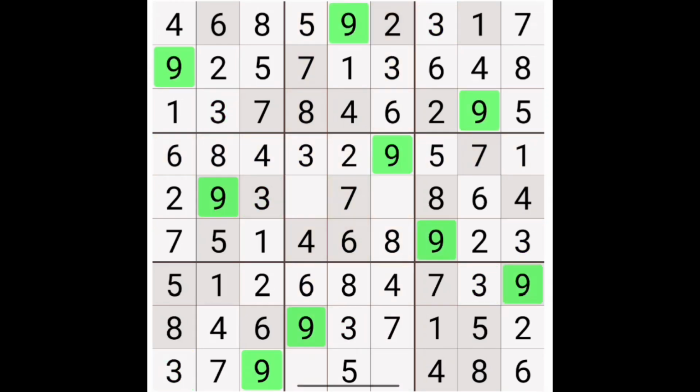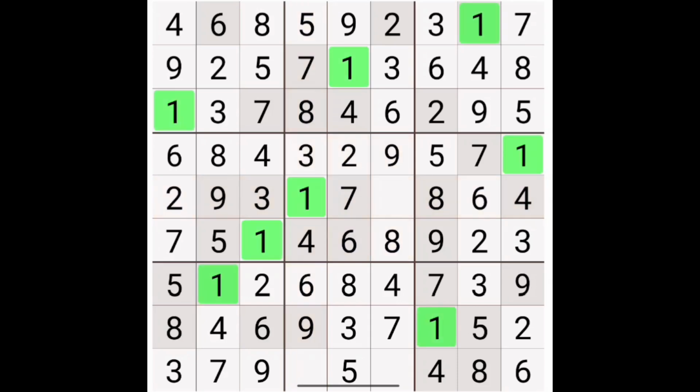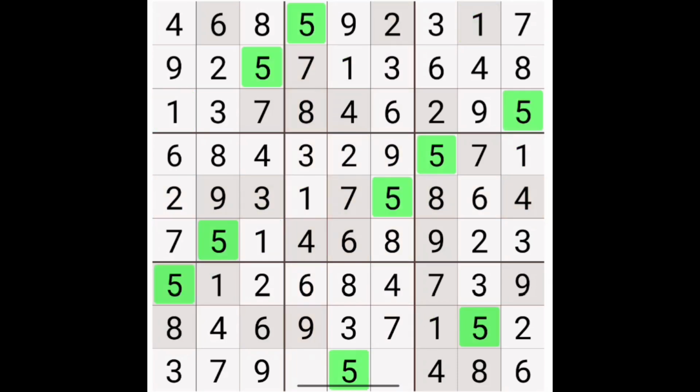Now let's complete this box. 1 and 5 are missing in this box because 3, 2, 9, 7, 4, 6, 8 are there. If you look at this, 5 cannot come in this cell because on the top row in the same column 5 is there. So here we'll write 1 and here we'll write 5.